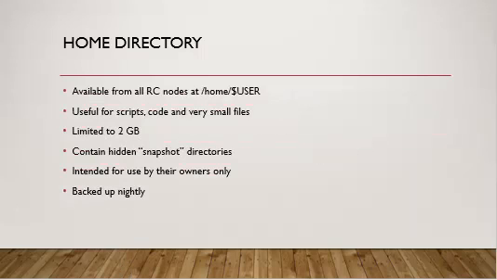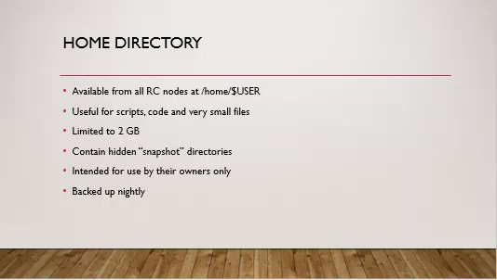The first storage option is the home directory. Each user has a home directory available from all research computing nodes at /home/$user. Use your home directory to store scripts, code, and very small files. Home directories are limited to 2 GB. This prevents the home directory from being a target for job output, software installs, or other data likely to be used during a compute job.